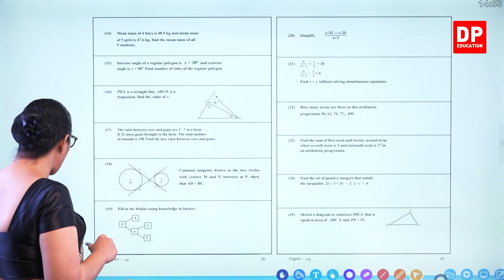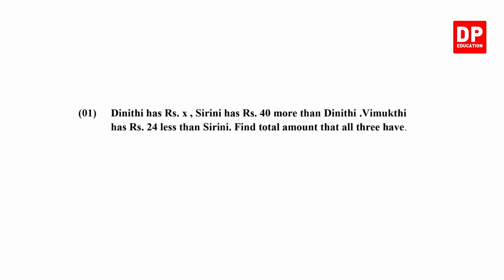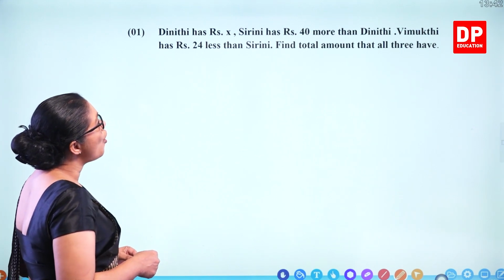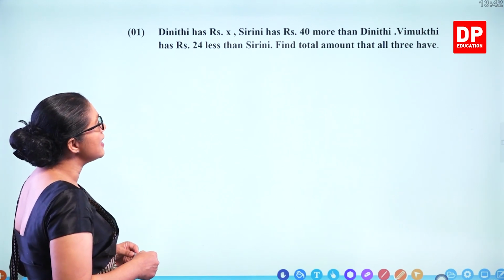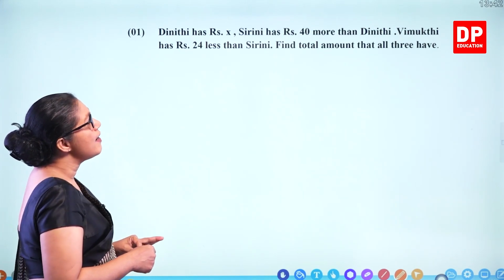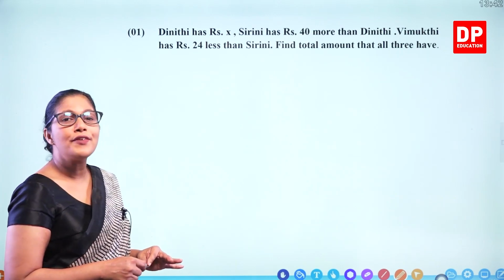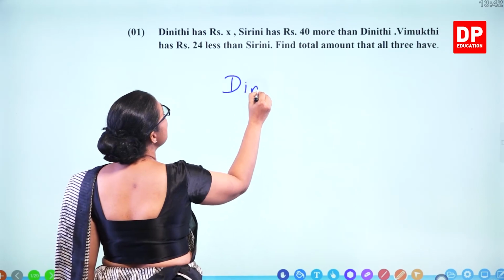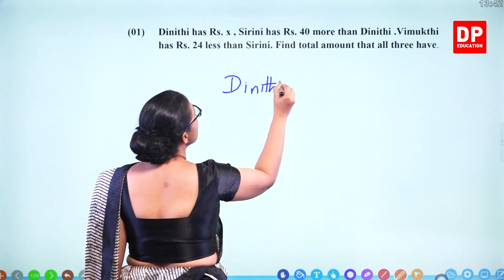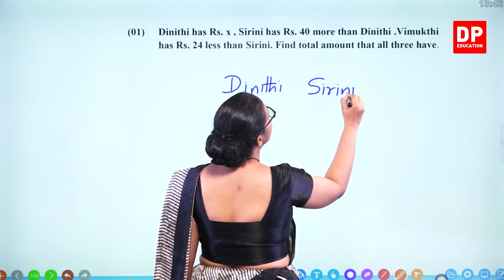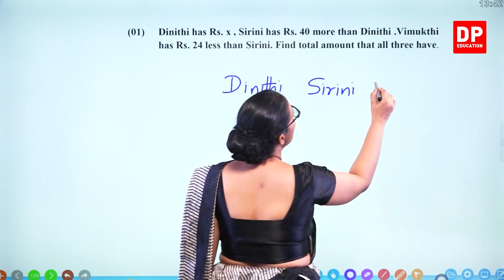We'll take the first question. Diniti has X rupees. Sirini has 40 rupees more than Diniti. Vimukti has 24 rupees less than Sirini. Find the total amount that all three have. So who are the three people? Diniti, Sirini and Vimukti.